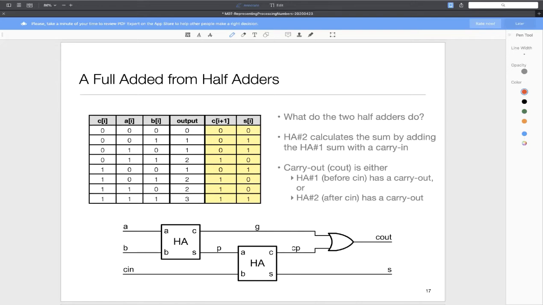So the reason it works is the following: what will the half adder do? So think about it. If A and B are both 1, then it will have a carry out of 1, right? If on the other hand, A and B are both 0, then I have carry out of 0 and sum is also 0.